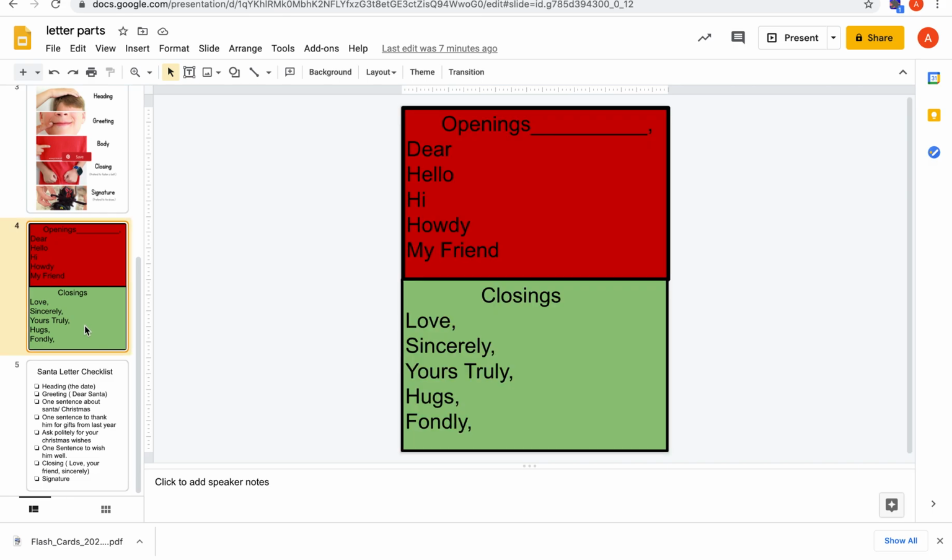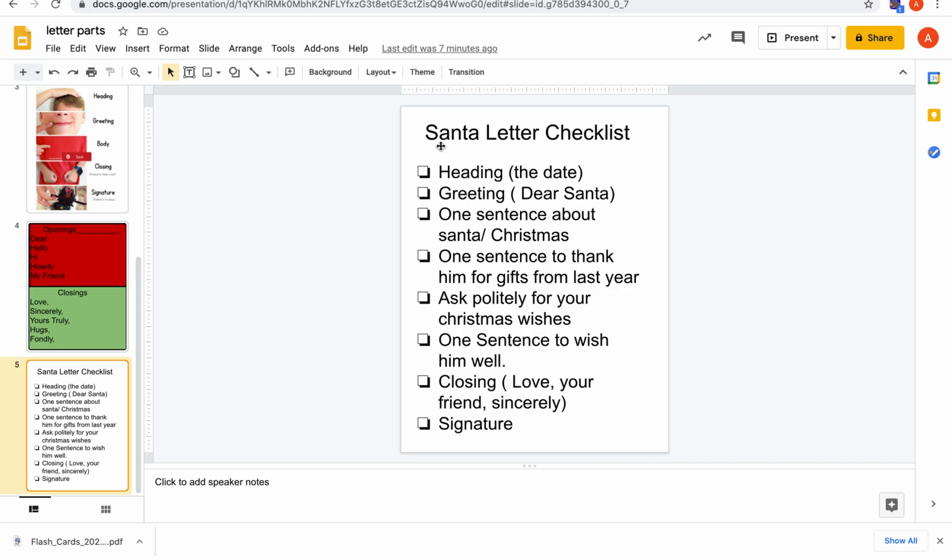Now, that is our next step. We are going to write our letter to Santa. So I'm going to go ahead and give you instructions here, but you are actually going to submit it in the assignment below. This is our checklist. This is how we're going to write our letter to Santa.